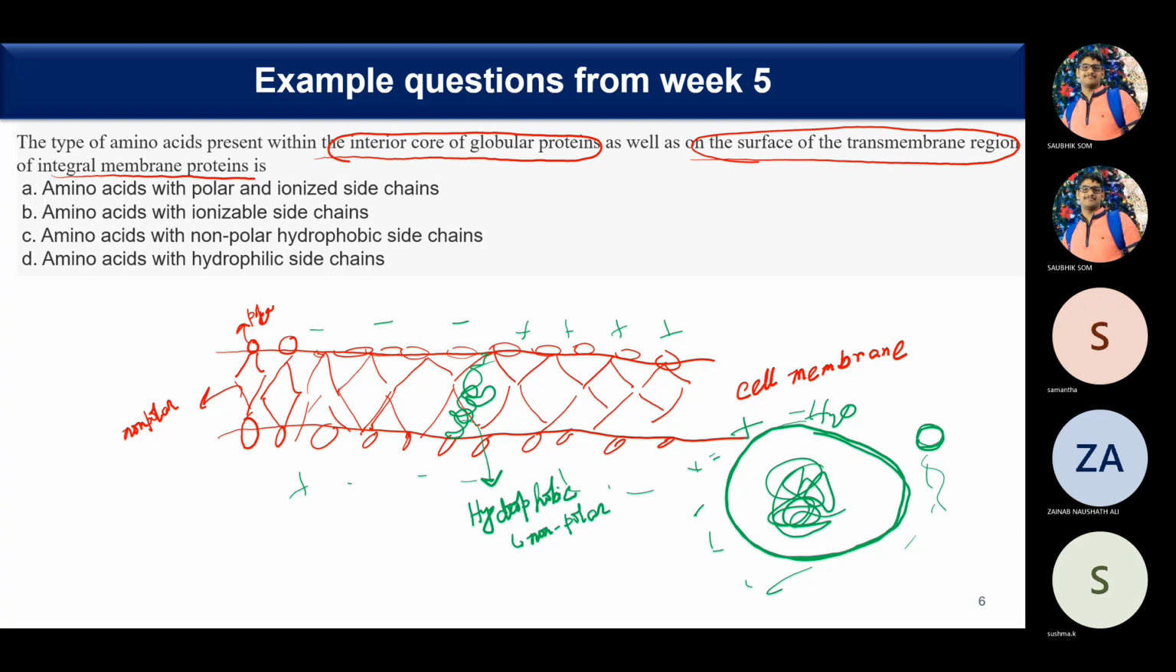So the correct answer will be amino acids with non-polar hydrophobic side chains, like valine, isoleucine and leucine, which are very hydrophobic and don't like water at all. Those amino acids will go inside. The outside part will have amino acids that are more likely to be polar, like lysine and arginine. There are very few cases where you will see a polar amino acid inside the core of the protein.